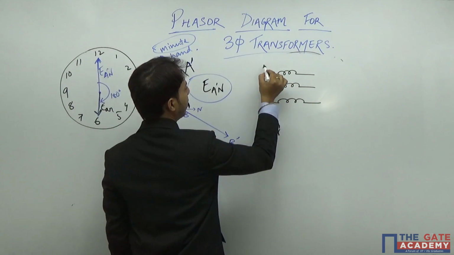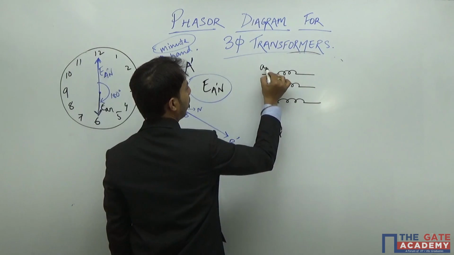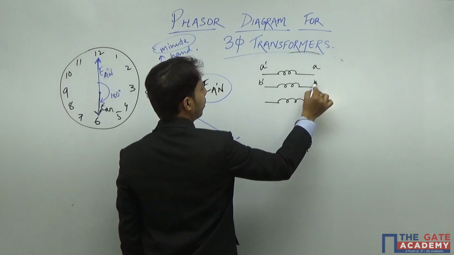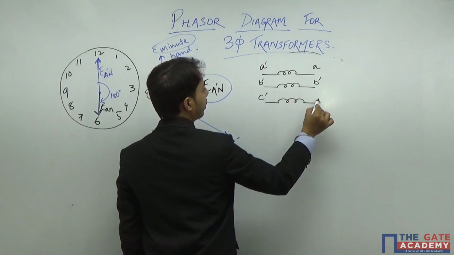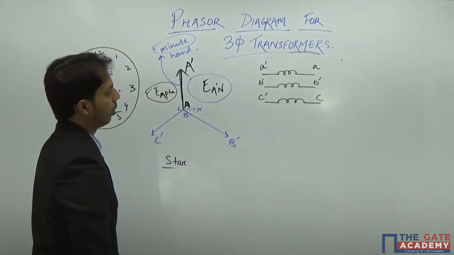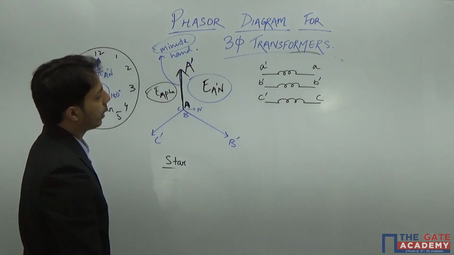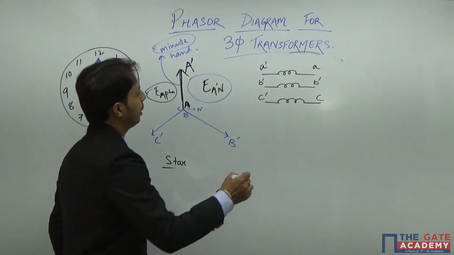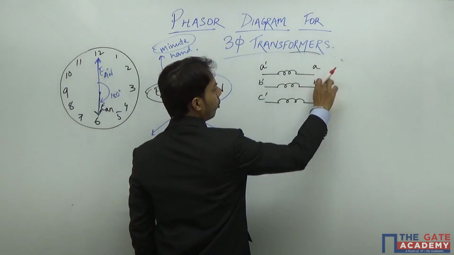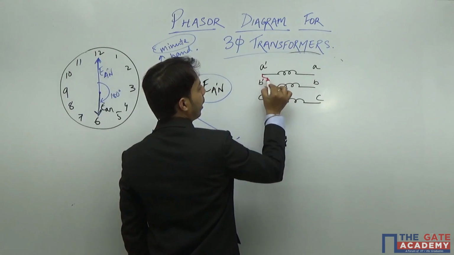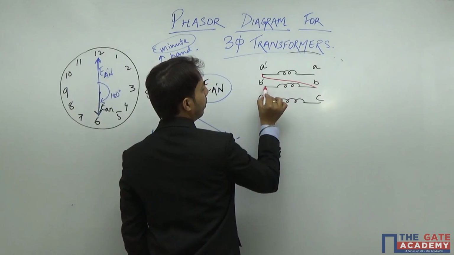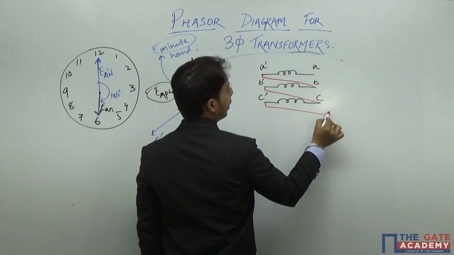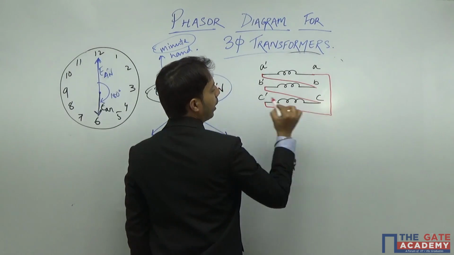Let me say this is A dash A, B dash B, C dash C. Okay. Now, how can I connect in star? So the star connection can be done in this way. This will be B. I can connect A dash with B, B dash with C, and C dash with A.